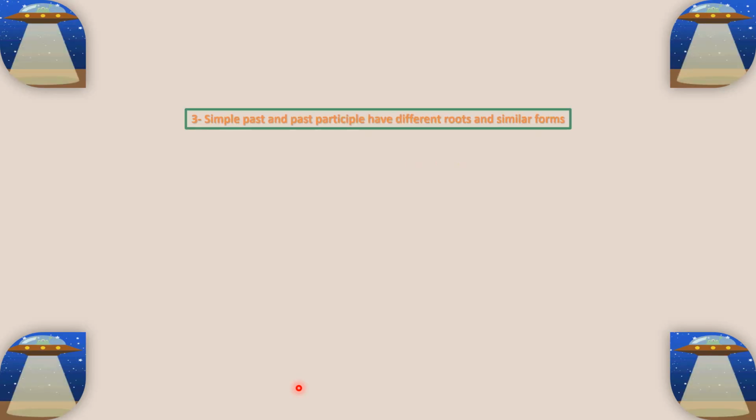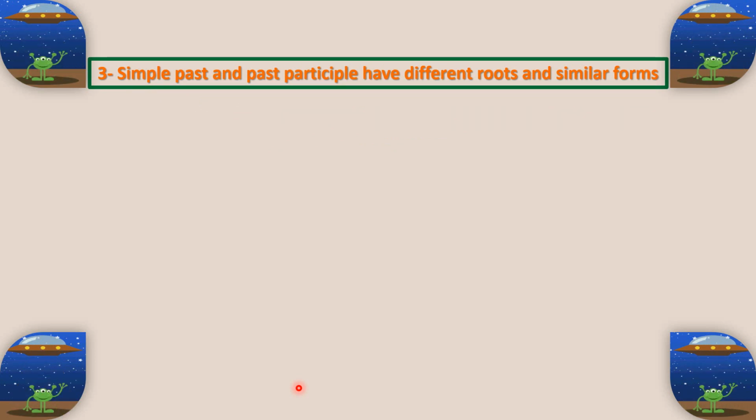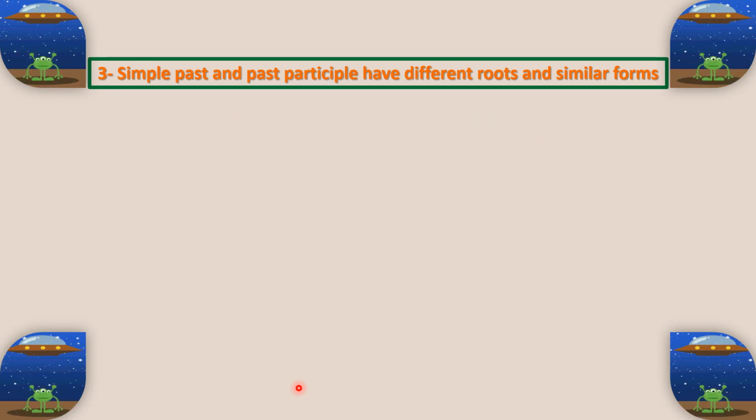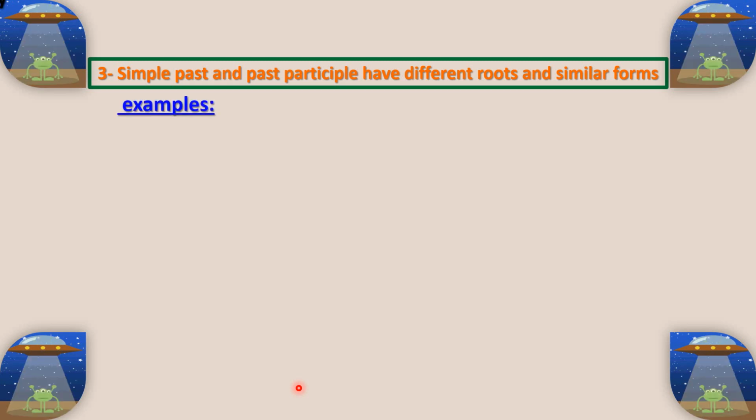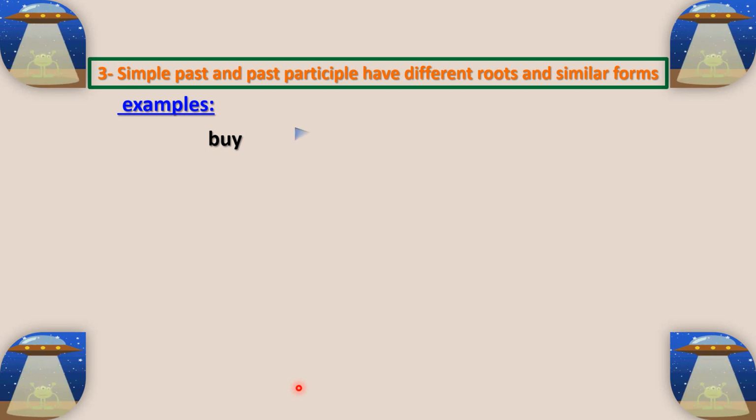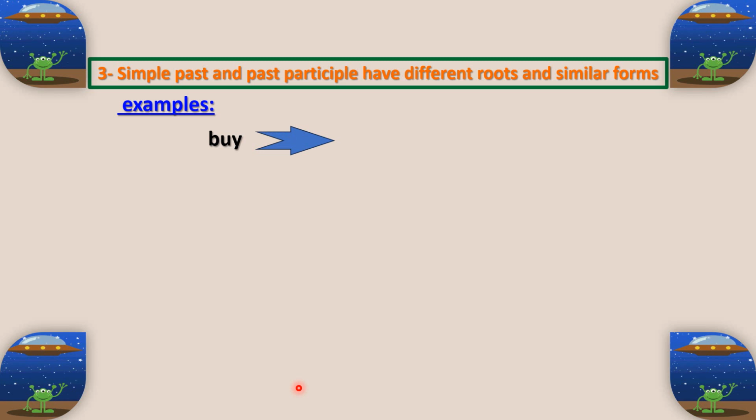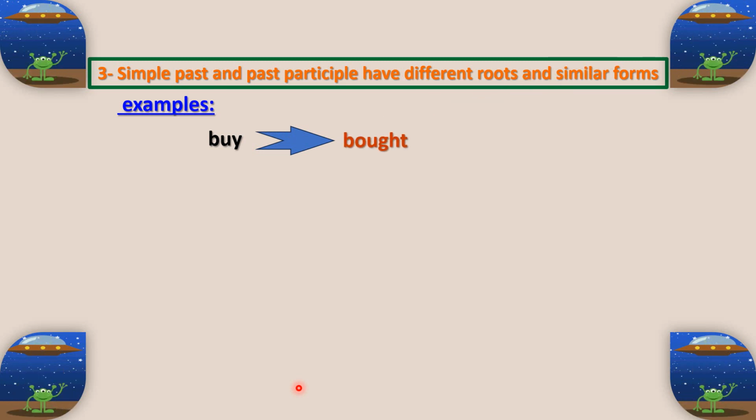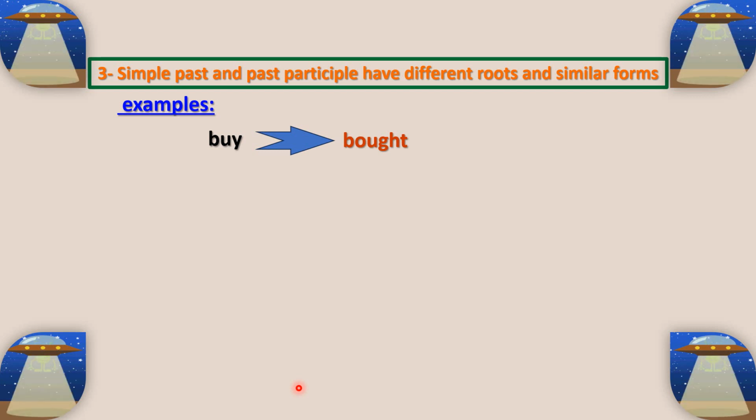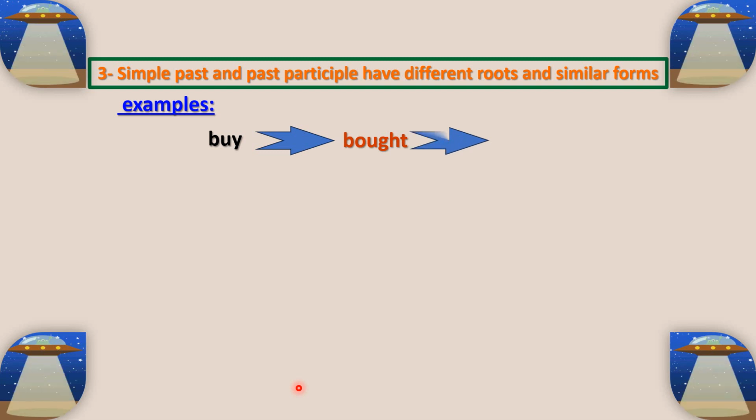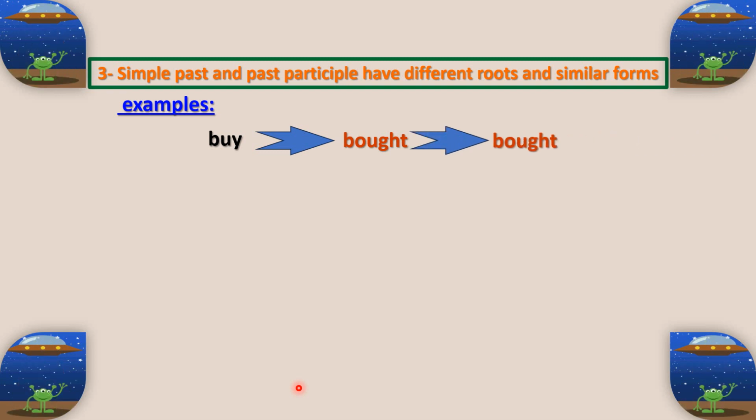The third type is simple past and past participle have different roots and similar forms. Okay, for example, yes, the verb to buy. Yeah, what is the simple past of the verb to buy? Bought. Great. Okay, super. Yeah, this is for the simple past. And the past participle is bought.